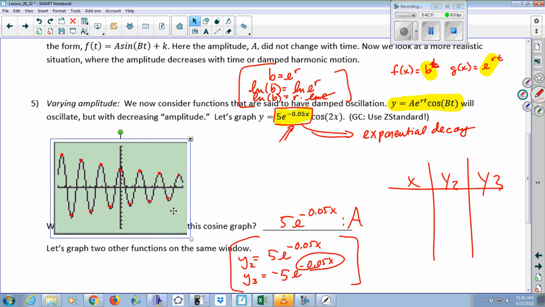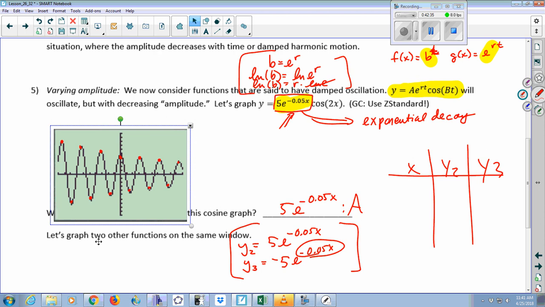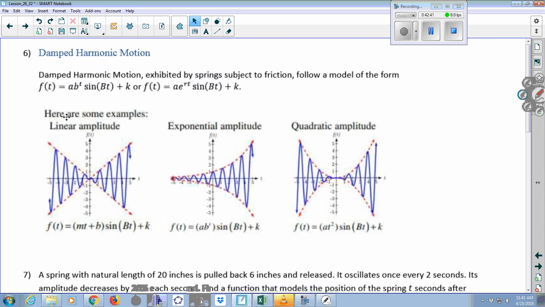Okay? All right, so that's what we call varying amplitudes, oscillating amplitudes. It's really called damped harmonic motion, if you want the real fancy term. So here's two sinusoidal functions we could use. Notice this is from your book because you see on this first one they have b to the t, and here they have e to the rt.